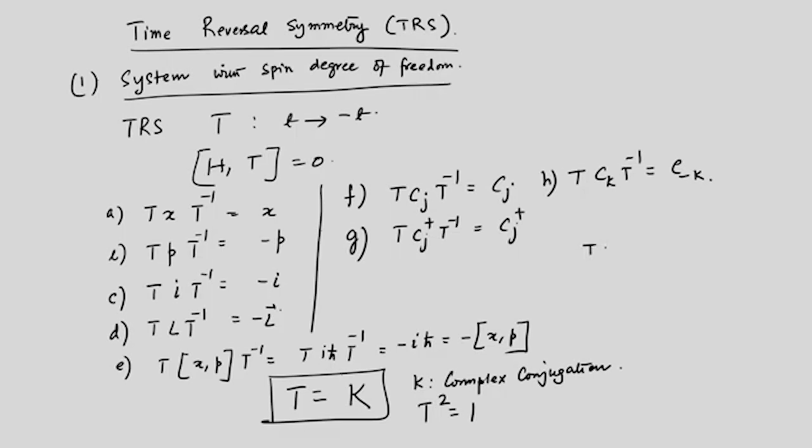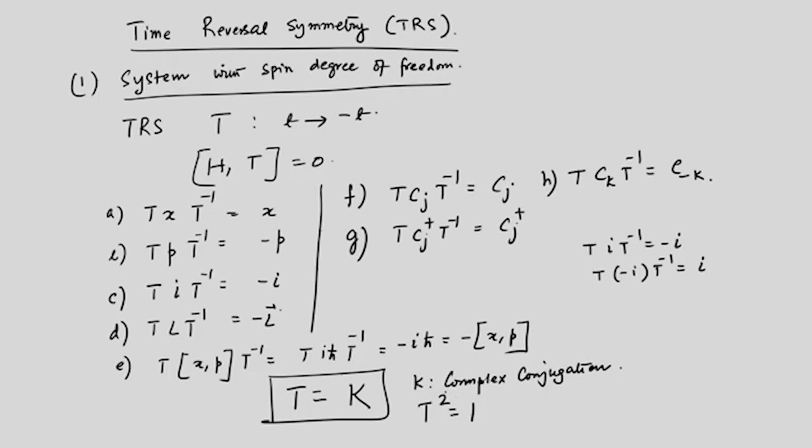So, T acting on i will give you a minus i, which is in c, and then when I do it on the other side, that is T acting on minus i, T inverse, that gives you i. So, T square becomes equal to 1. So, this is like if I right multiply by T or left multiply by T, then that T square becomes equal to 1. So, this is where K is the complex conjugation.